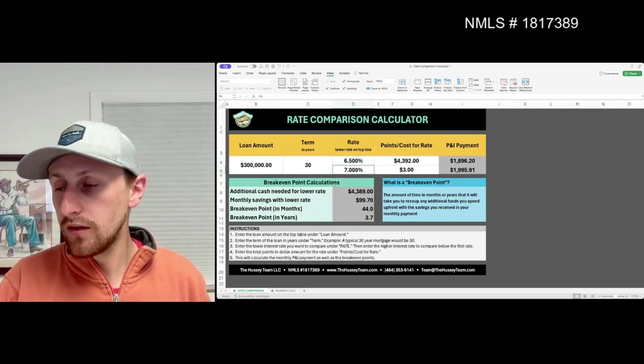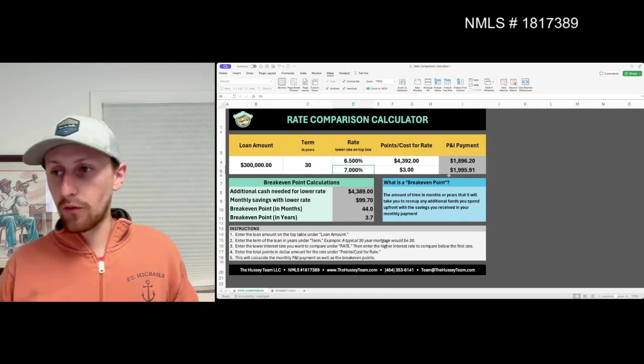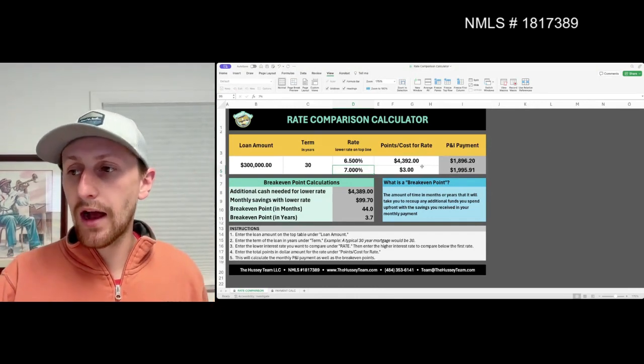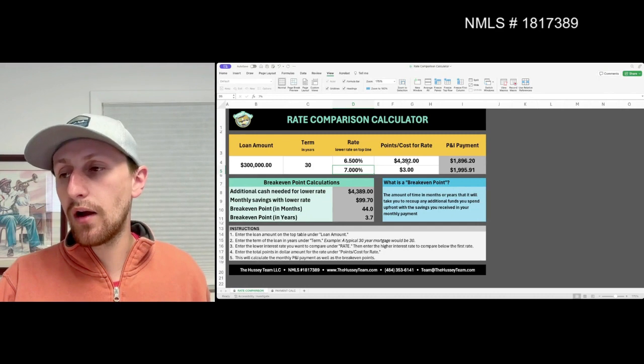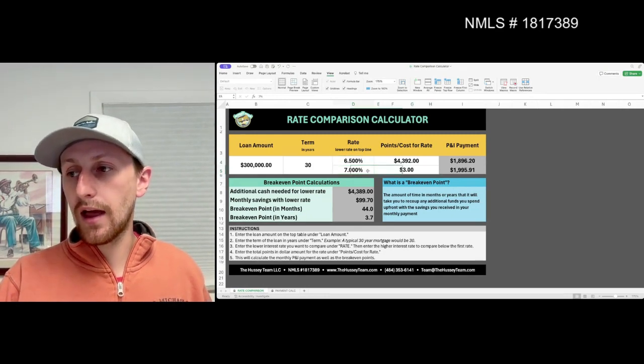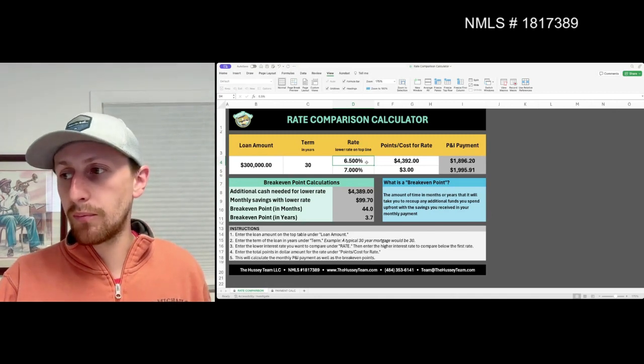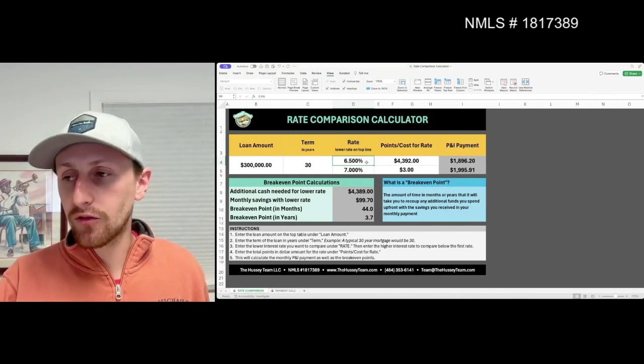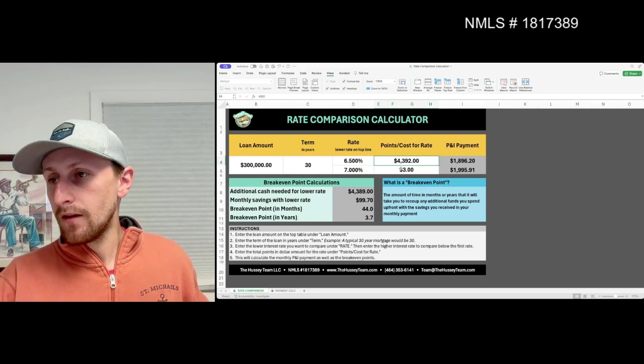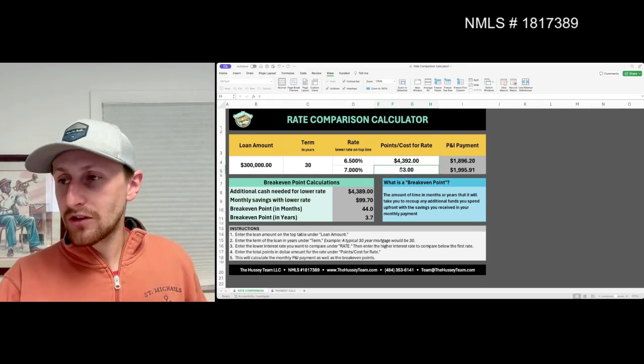All right. So these are a couple things to consider and look at when you're looking at interest rate options. Hopefully this helps you out there. And you will see a lot of times that the lowest rate doesn't always make the most sense. It depends what you're paying for it and how much you're saving. All right. That's pretty much it.